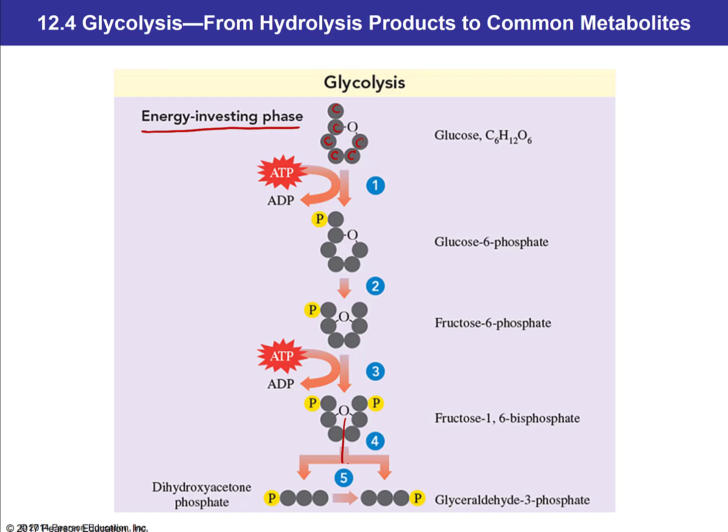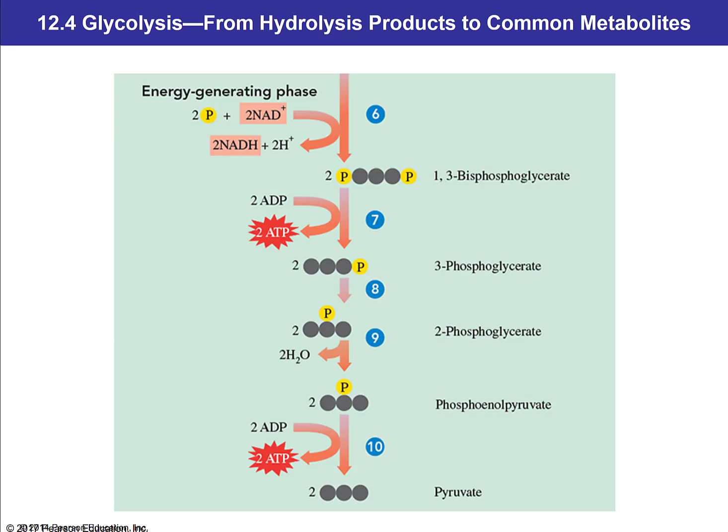So we use 2, but in steps 6 through 10, how many ATPs do we make? You make 2 in step 7, and then in step 10 you make another 2. So if we make 4, but we had to use 2, you still come out ahead. Okay? So 4 ATP are made or generated in glycolysis, but we had to use 2 ATP to get it to start. That means 2 ATP are produced in glycolysis.